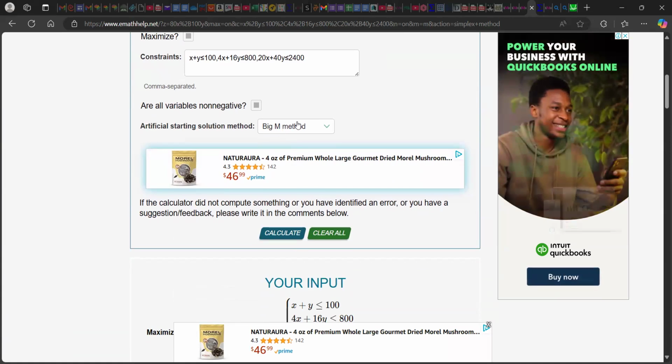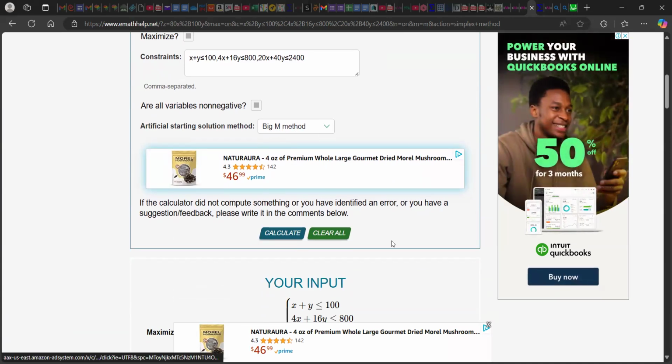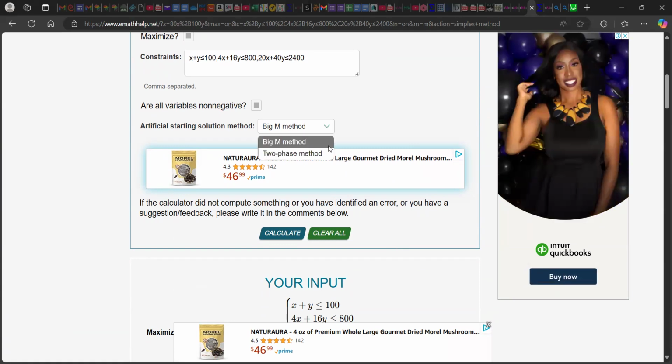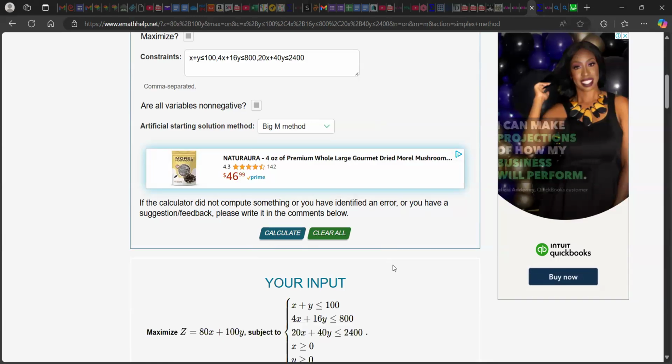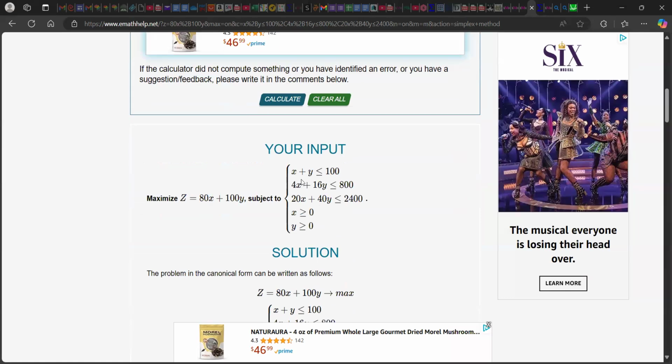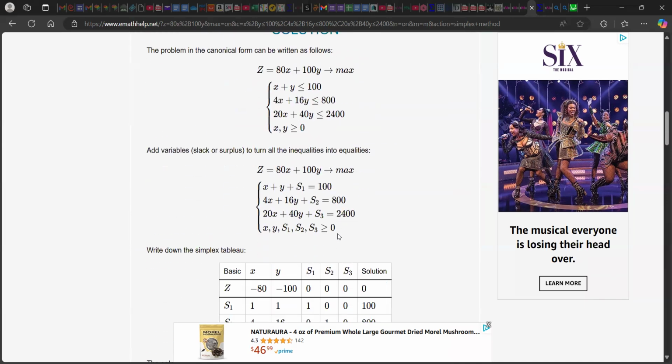It's on the big M method. They have other methods too, right? Dual, step, and all kinds of ideas. You click down here, two-phase method and all of that. And you click calculate, right? I think I already did. So here is my input. My objective function is here. I want to maximize it, subject to these constraints, right? Good. So here it is.